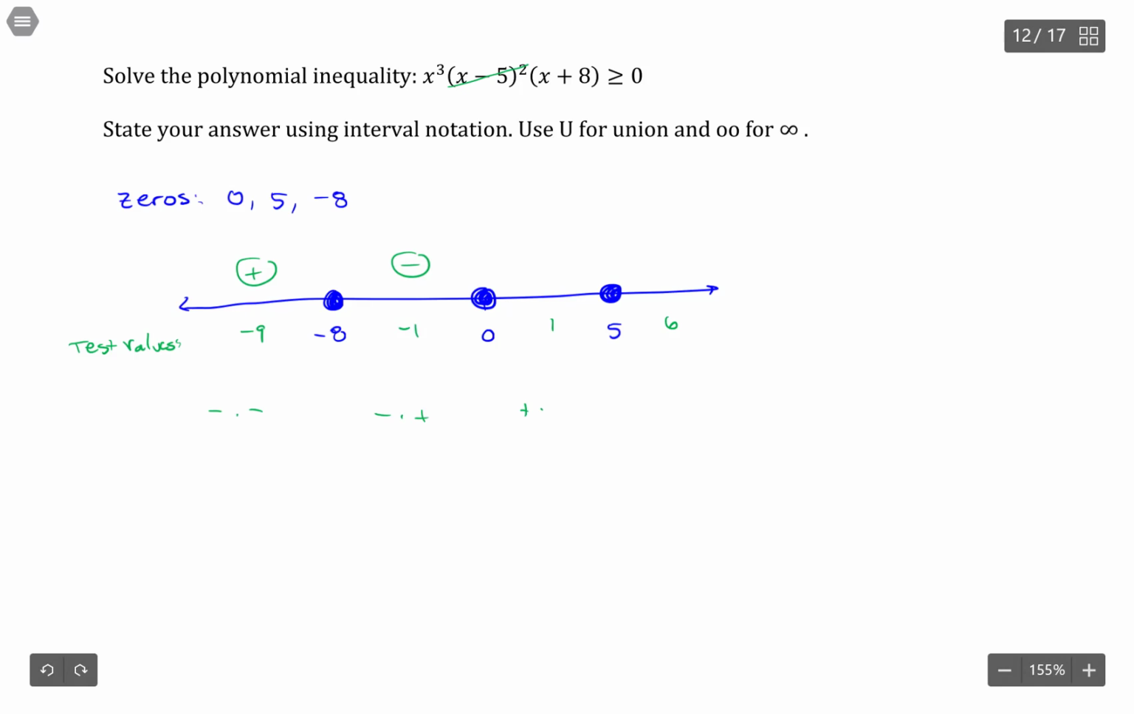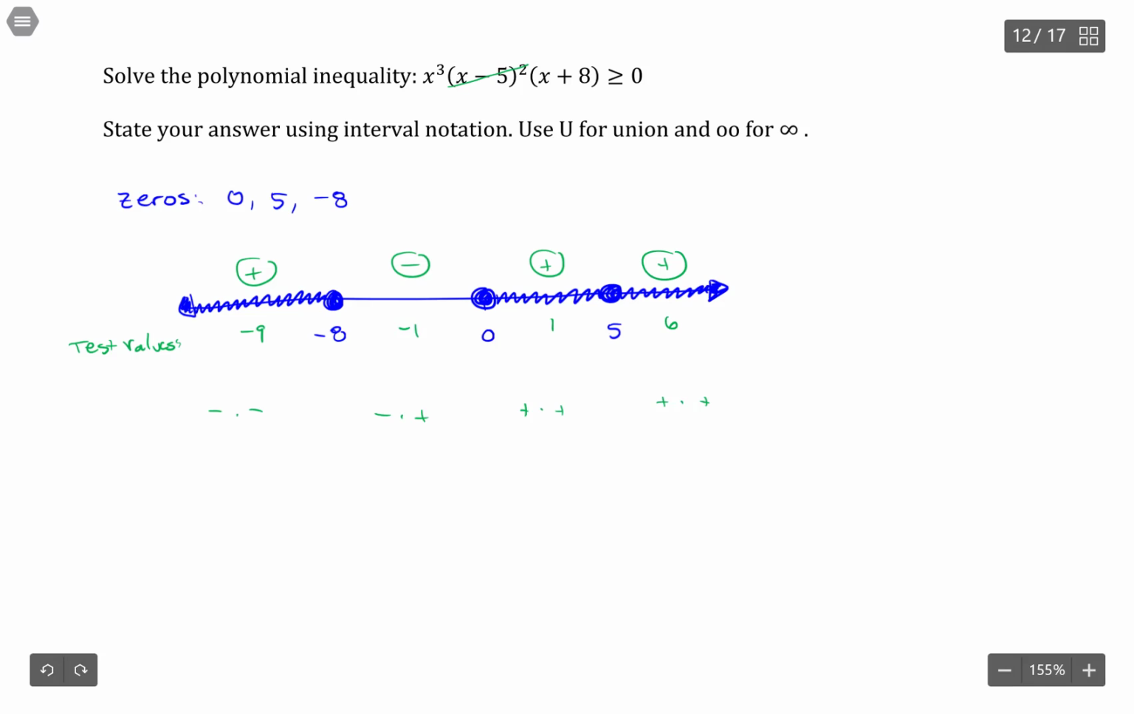1 cubed is positive. 1 plus 8 is positive. So everything on this interval would be positive. 6 cubed is positive, and 6 plus 8 is positive. So everything on this interval would be positive as well. So now we're looking for all the values that are greater than or equal to 0. So any interval that results in a positive answer is going to be part of our solution.